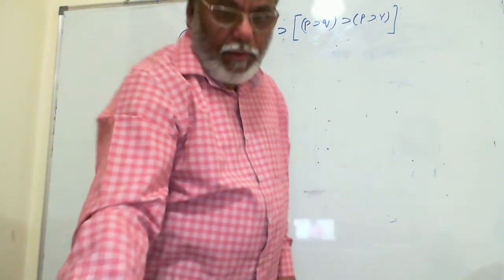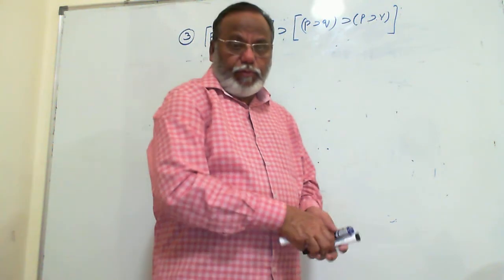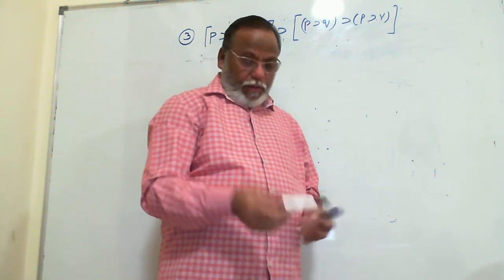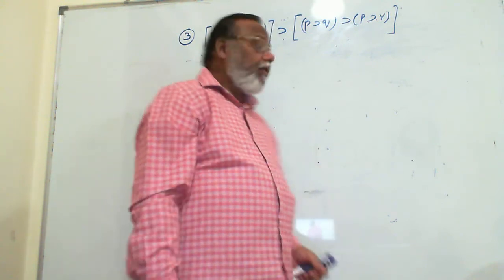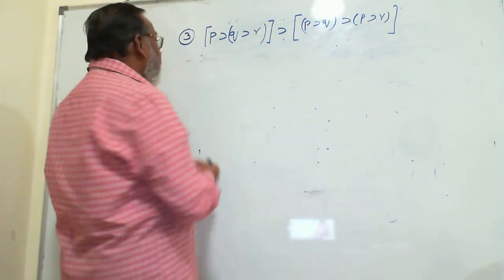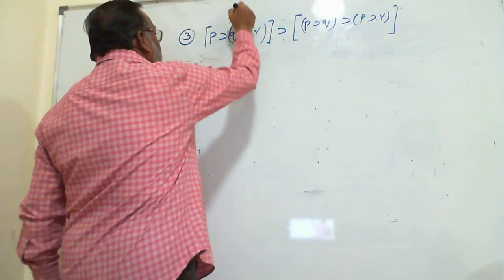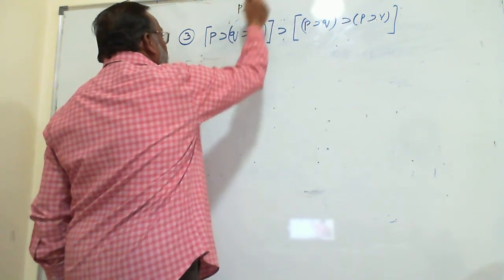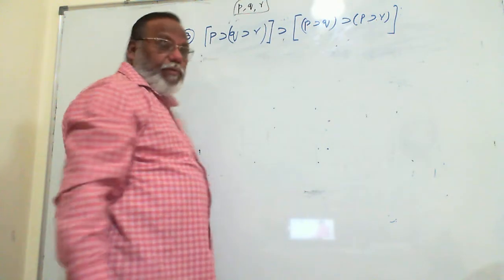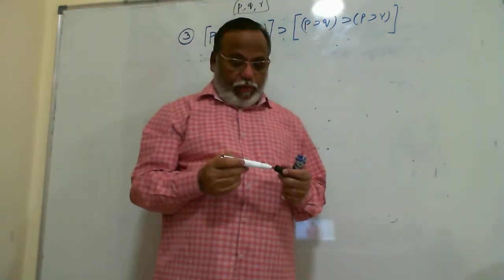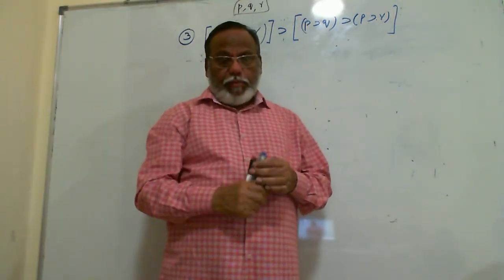Hello everyone. Let's solve one more question in which you can see there are three components P, Q and R. Unlike before, we were always having only two components, P and Q.